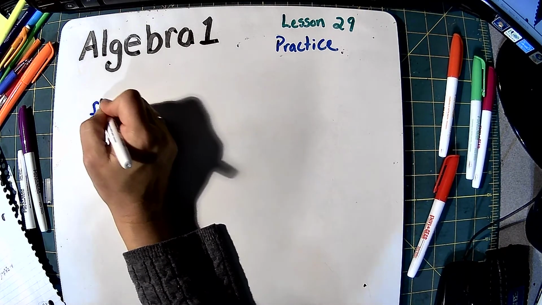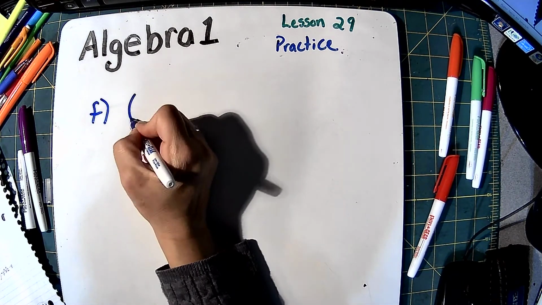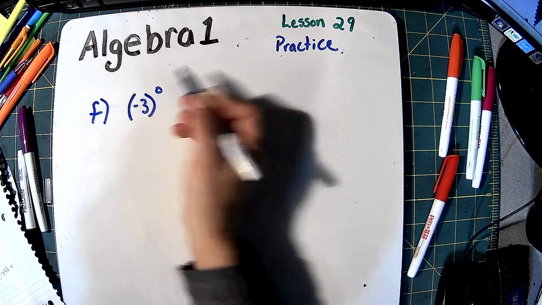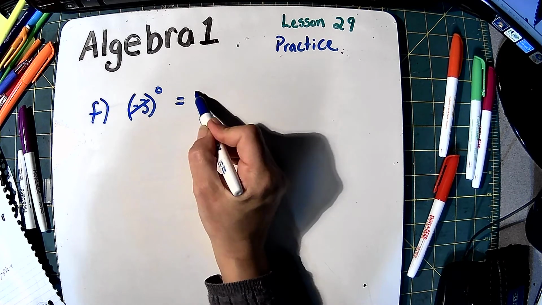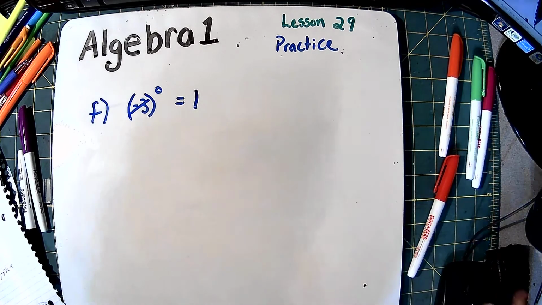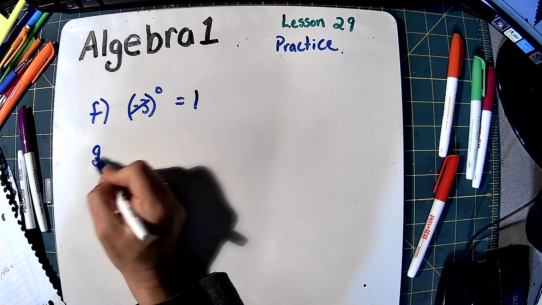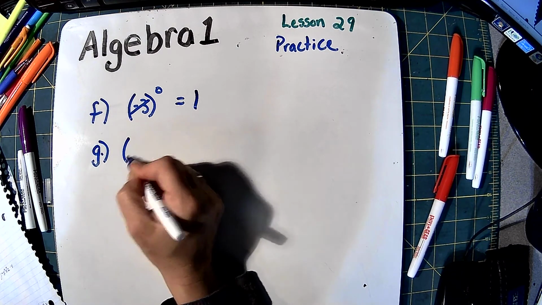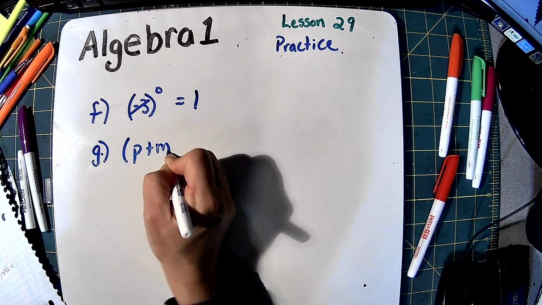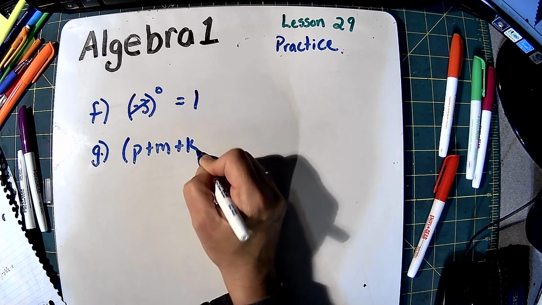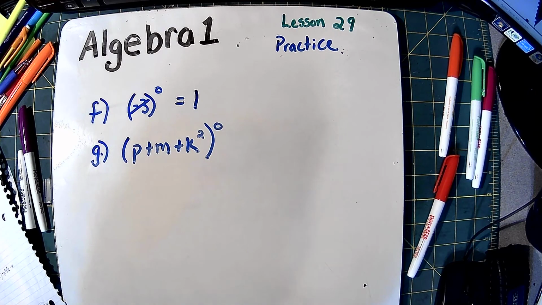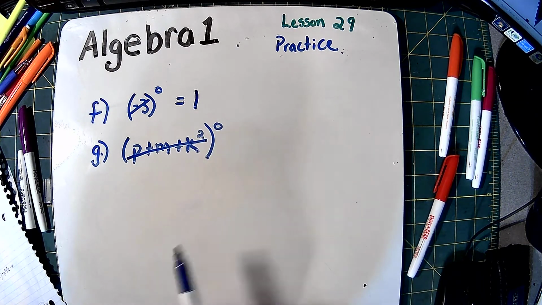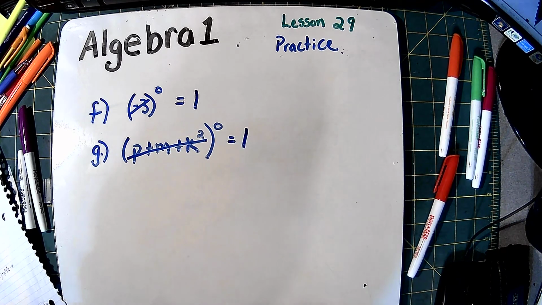F, negative 3 to the 0. This one means everything inside this parentheses has to be to the 0, which is just 1. Okay? All right, G is P plus M plus K squared to the 0 power. That whole thing we're doing to the 0, that's going to make it equal 1. So that whole thing equals 1.